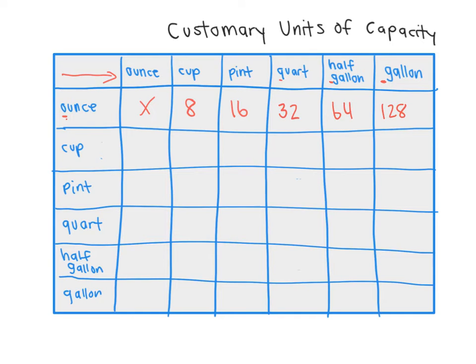Okay, how many ounces are in a gallon? I go across, 128. How many ounces in a cup? Go across, it's 8. How many ounces in a quart? 32. How many ounces in a half gallon? 64.